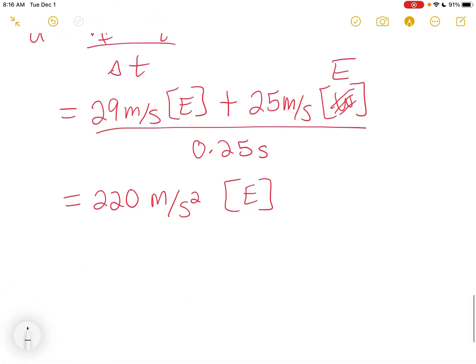All right, so still working with acceleration, there is a special kind of acceleration called acceleration due to gravity.